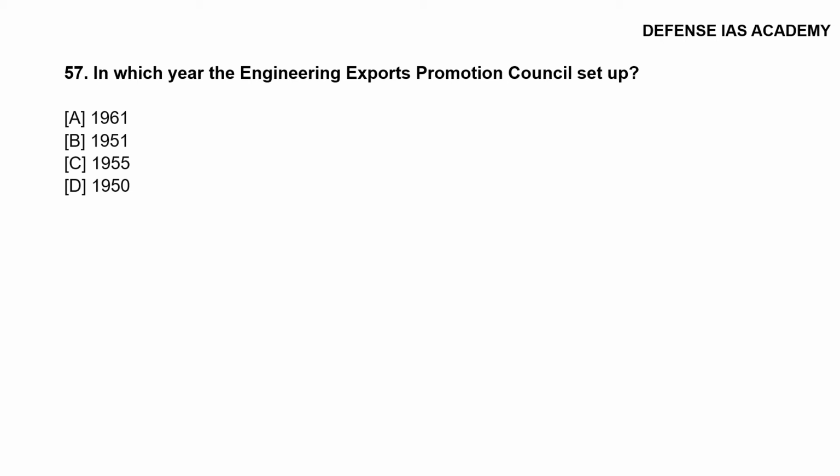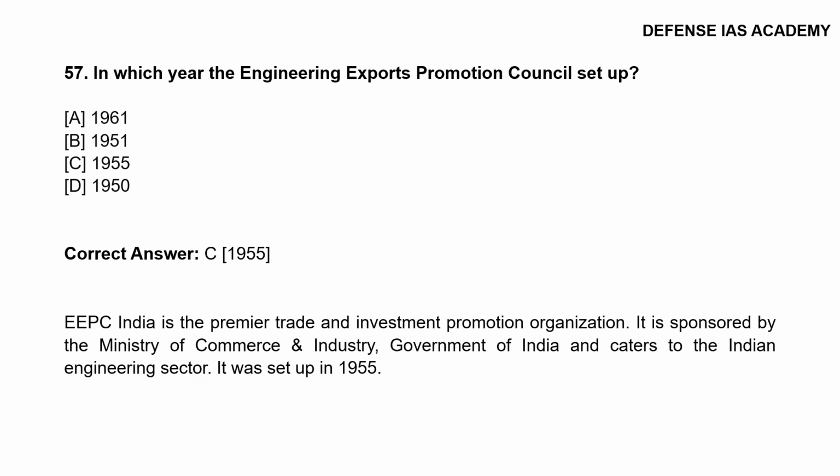Question number 57. In which year was the Engineering Exports Promotion Council set up? The correct answer is option C, 1955. EEPC India is the premier trade and investment promotion organization. EEPC is the Engineering Exports Promotion Council. It is sponsored by the Ministry of Commerce and Industry, Government of India, and caters to the Indian engineering sectors. It was set up in 1955.